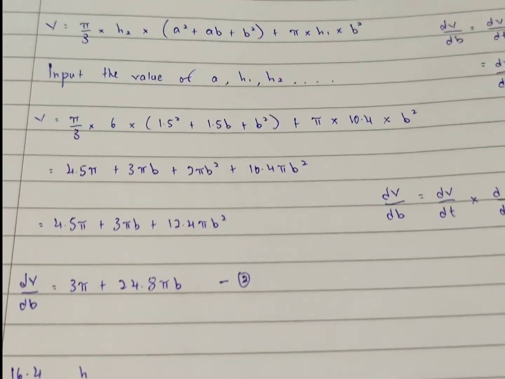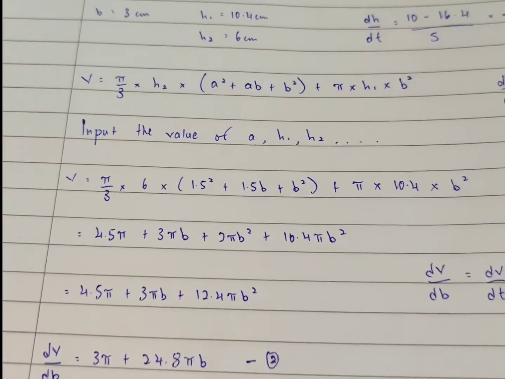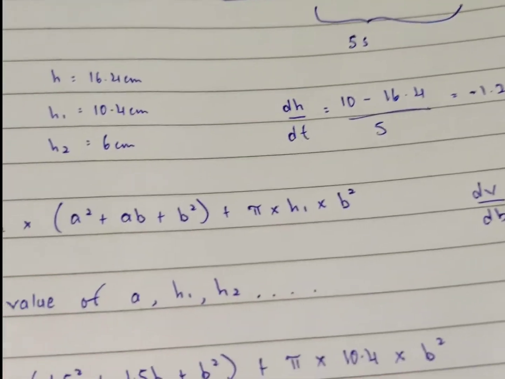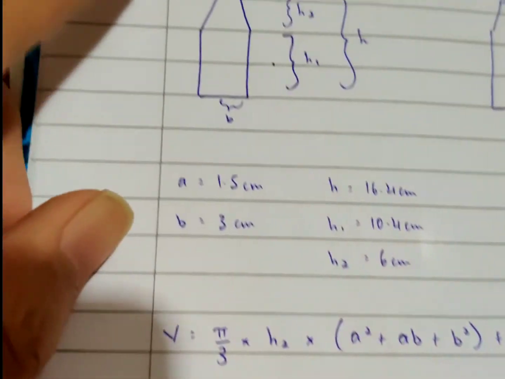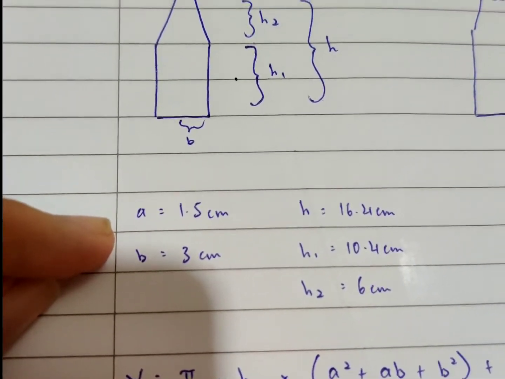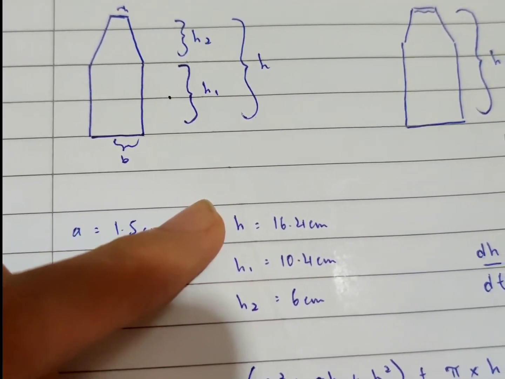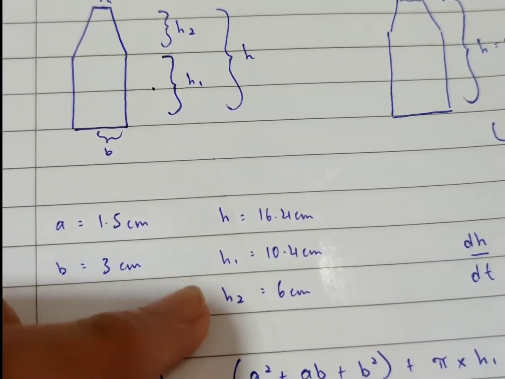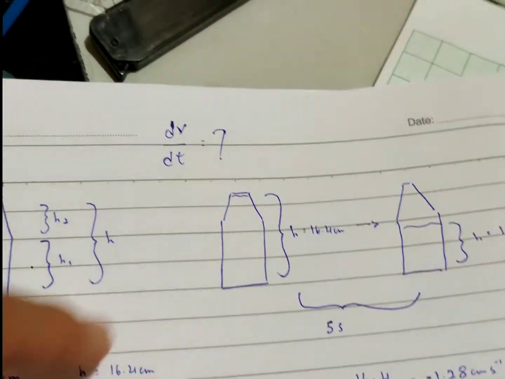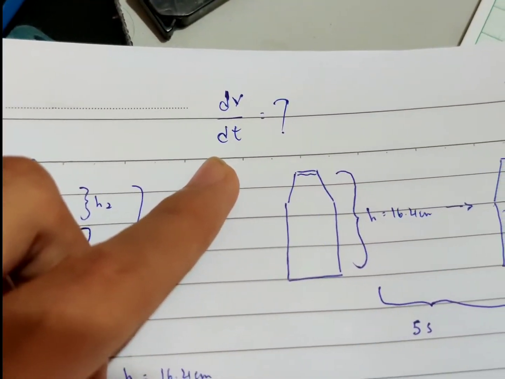Alright, bismillahirrahmanirrahim. Assalamualaikum warahmatullahi wabarakatuh. So I will move to what we want to solve. Based on the video, he drank the bottle water. So we got a is 1.5 and b is 3 and H is 16.4, H1 is 10.4 and H2 is 6. So we want to find what is dV over dt.